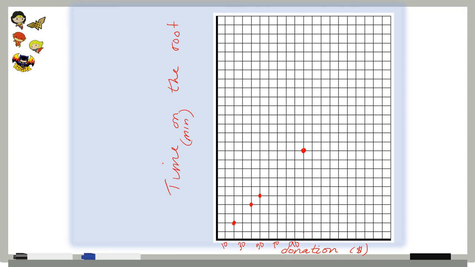Okay, and then I also know that $10 would give me 1 minute. To double check, I can look and see, does this give me a straight line? It does, so I know that I plotted them correctly. I can also see that this point that we didn't plot should tell me that if I donate $30, because I'm going down here to 30, that should mean he has to spend 3 minutes on the roof.